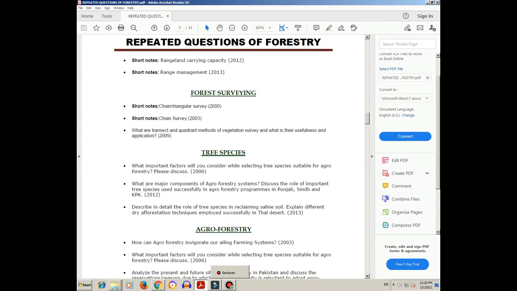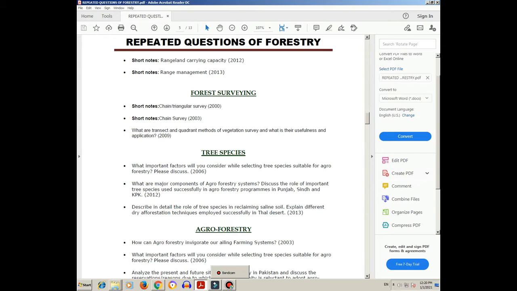2013 Forest surveying. Short notes. Chain, triangular survey. 2000 Short notes. Chain survey. 2003 What are transect and quadrant methods of vegetation survey and what is their usefulness and application?